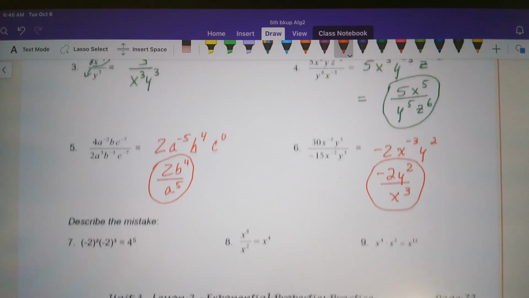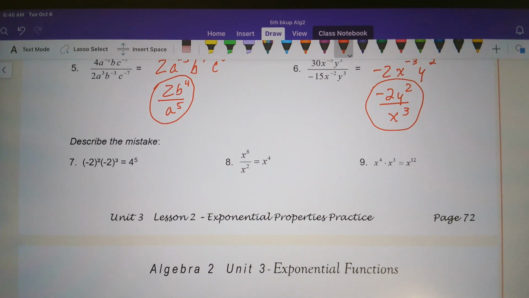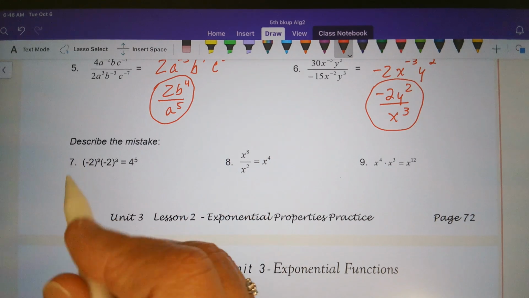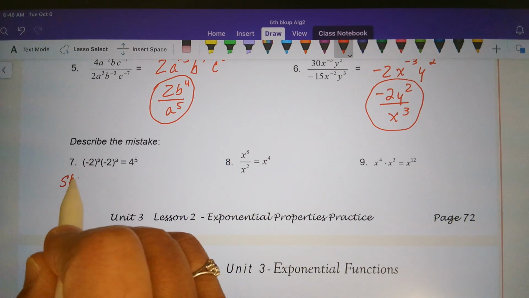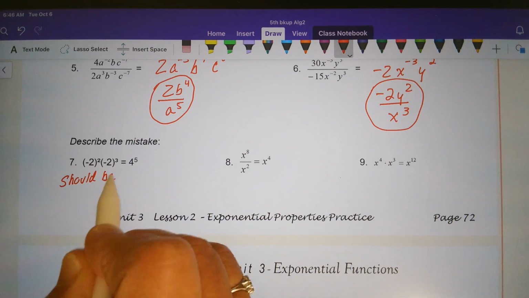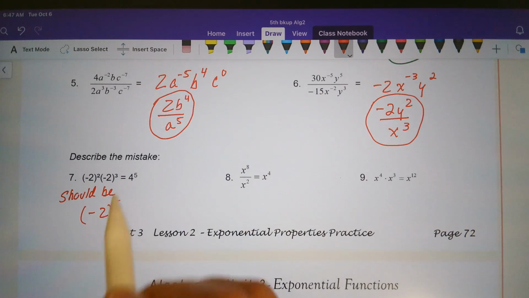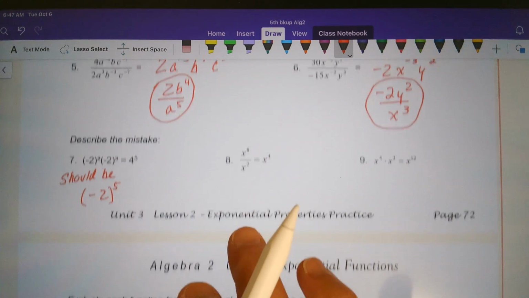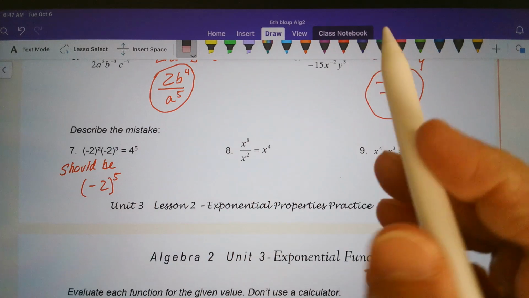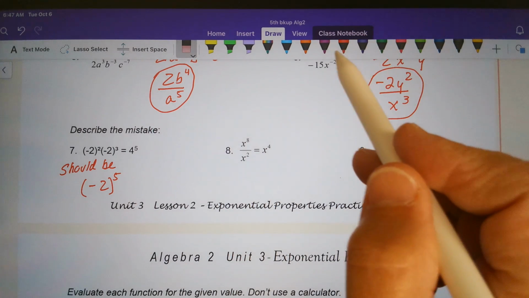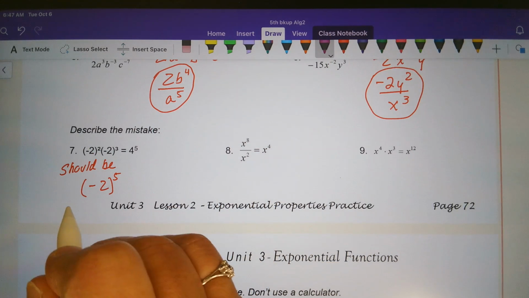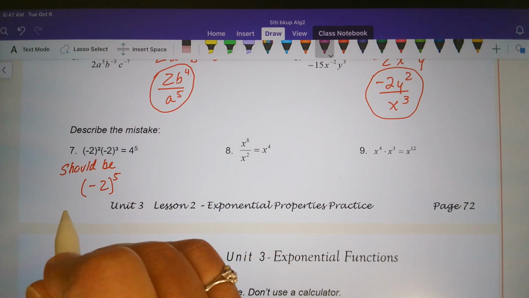Describe the mistake. Negative 2 squared times negative 2 to the power of 3. Okay, so we just copy the base. This should be negative 2 raised to the power of 5, not positive 4 raised to the power of 5. The negative 2 is considered a base, and we just want to copy or carry over the base.